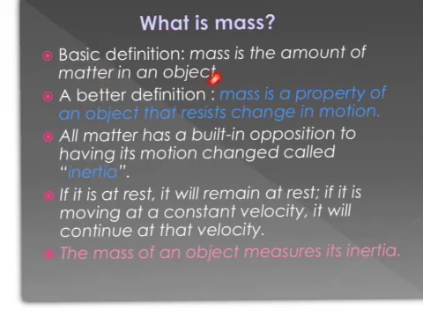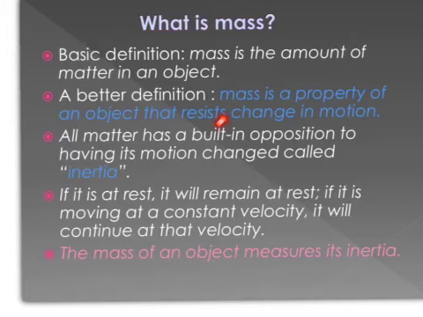You could also say the number of particles or the number of molecules in an object. But for IG purposes this year, a better definition is mass is a property of an object that resists change in motion. The bigger the mass, the bigger the resistance. It is harder to speed up a big truck than it is to speed up a small car.